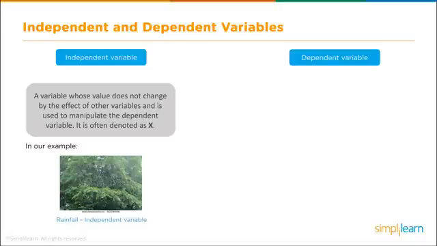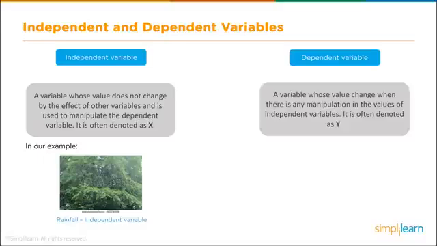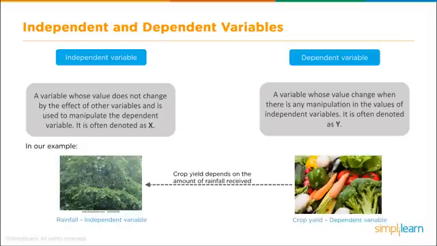So when we talk about the independent variable controlling the dependent variable, let's define dependent variable as a variable whose value change when there is any manipulation in the values of the independent variables. It is often denoted as y. And you can see here our crop yield is dependent variable, and it is dependent on the amount of rainfall received. Now that we've taken a look at a real-life example, let's go a little bit into the theory and some definitions on machine learning and see how that fits together with linear regression.